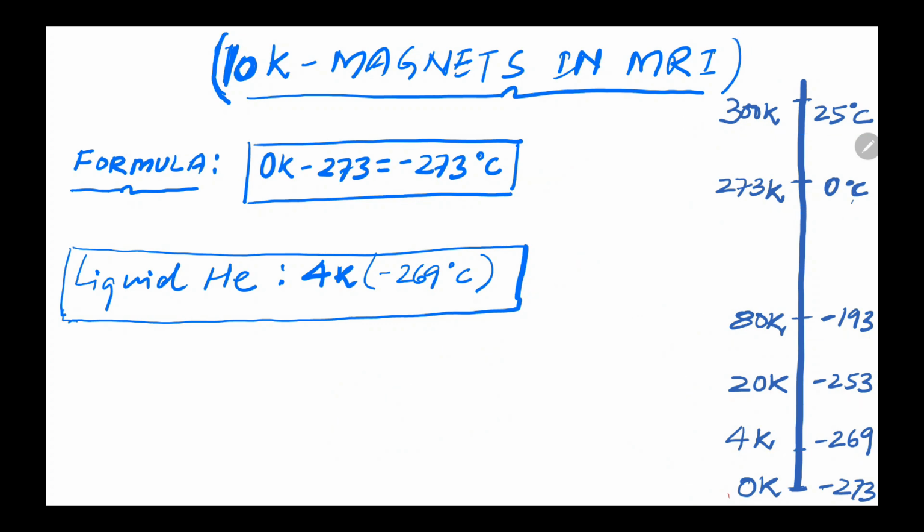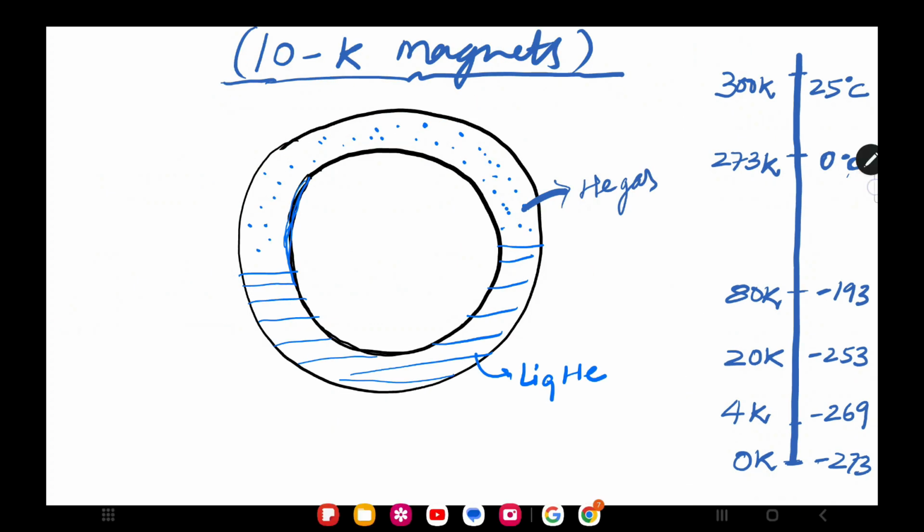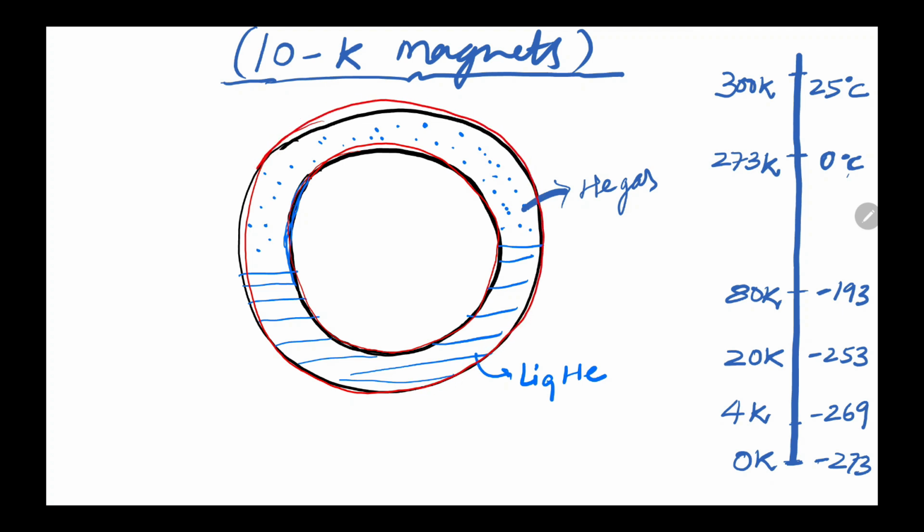Let's go to the next slide. This is the basic. I have prepared this presentation so that it will reduce our drawing time. For 10K magnets, I have tried to prepare this vessel. You can see this vessel, and liquid helium is filled inside. These are all liquid helium. And in this vessel you can see some gas clouds.